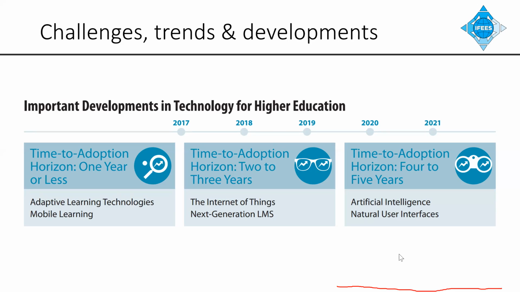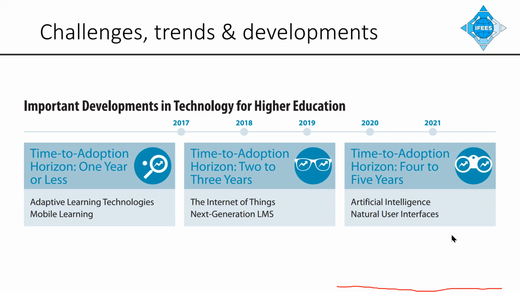I'm afraid I won't have enough time to describe each of these technologies, but I guess that some of you have some idea about what I'm speaking about. And in 2 to 3 years, the Internet of Things and the next generation of learning management systems. And finally, in 4 to 5 years, artificial intelligence and natural user interfaces.